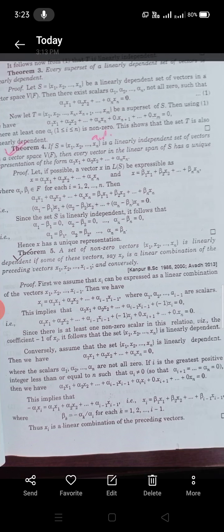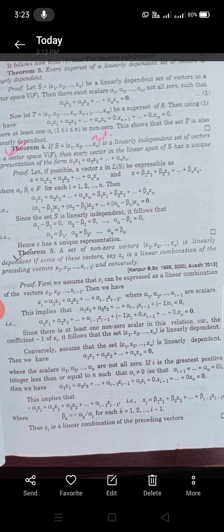First, we assume that xi can be expressed as a linear combination of the vectors x1, x2 and so on xi−1. Then we have xi = α1x1 + α2x2 + and so on αi−1xi−1, where α1, α2 and so on αi−1 are scalars. This implies that α1x1 + α2x2 + and so on αi−1xi−1 + (−1)xi = 0.